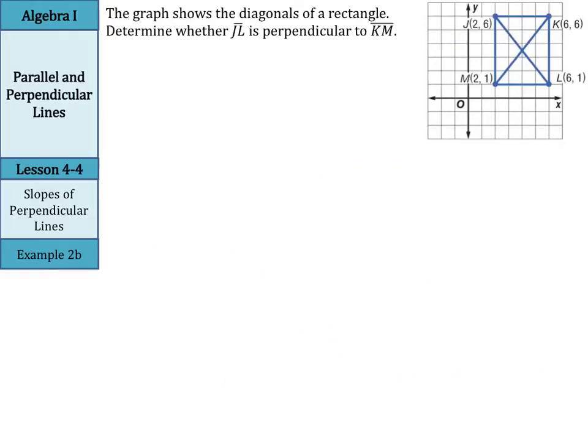The graph shows the diagonals of a rectangle. Determine whether segment JL is perpendicular to segment KM. Well, again, we're looking for opposite reciprocals here for the slopes, so we need to calculate the slopes of JL and KM. And this time it's nice because we already have the points. Don't have to count this time. J is at 2, 6. L is at 6, 1.